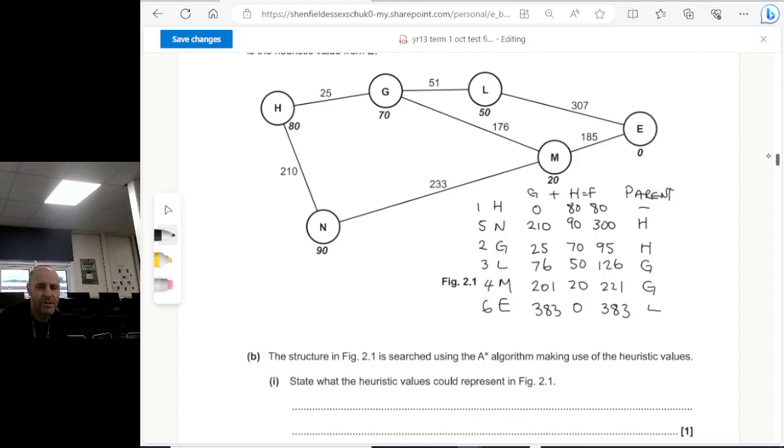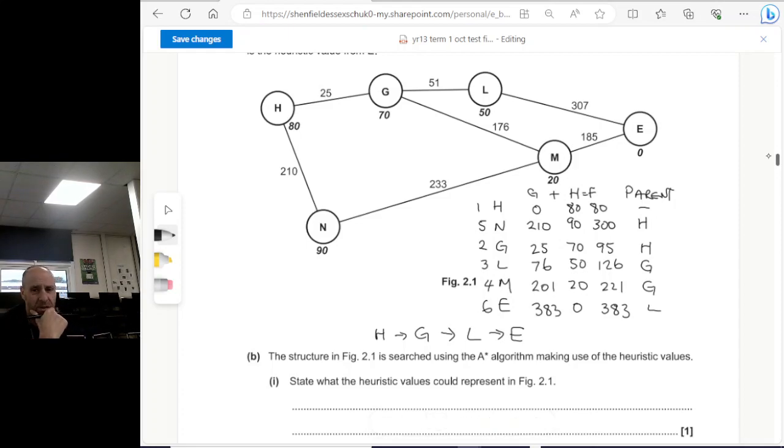So our route is going to be, and I always write it backwards, so I go from E. Where did I go? Look at my parent, L. L, where was L's parent? That was G. What was G's parent? H. What was H's parent? Nowhere. No parent, it's null. That is my route.